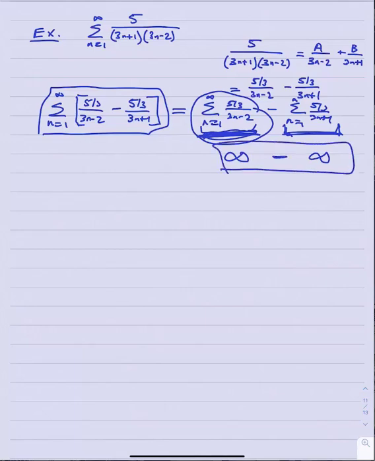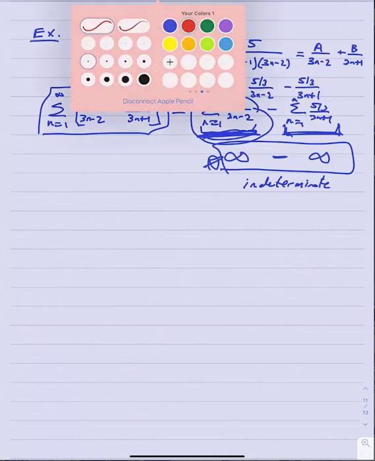Okay, what do we know about infinity minus infinity? Well, we know that we don't really know anything. It could be infinity, it could be minus infinity, or it could be some finite limit, because this is one of our indeterminate forms that usually we try to apply L'Hopital's rule to. Well, we can't really apply L'Hopital's rule to these sums.